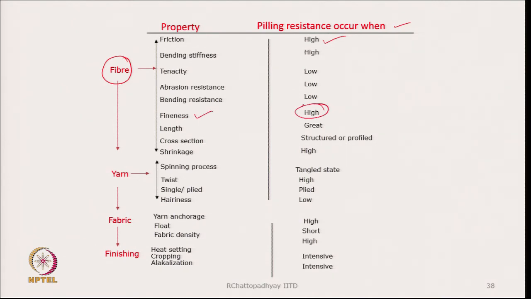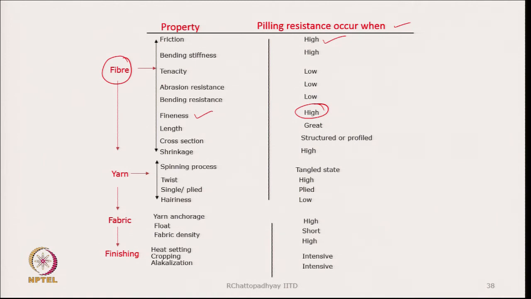That means, if I make the fiber coarser, the resistance is going to increase, because fiber is not going to bend so easily, and therefore, they are not going to get entangled so easily. So, finer fibers, we can expect them that they will form pills very easily, because their bending rigidity is less, and therefore, they can easily buckle, bend, and therefore, neighboring fibers can get entangled.